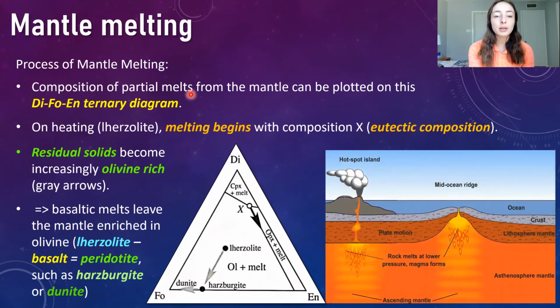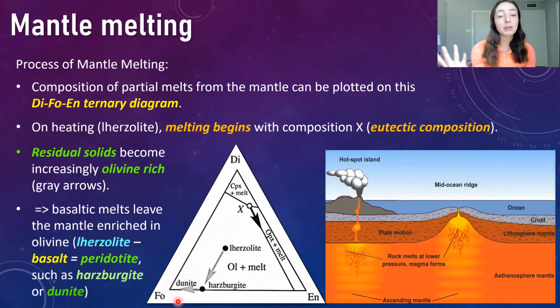Well, the composition of partial melts of the mantle can be plotted by this diopside, forsterite, enstatite ternary phase diagram shown here on the bottom of the slide. Upon heating, lherzolite, which again is the composition of the mantle, begins to melt with the composition X, which is the eutectic composition in this ternary phase diagram. As the lherzolite melts at the eutectic composition, it decreases the leftover solid in diopside and enstatite and increases the leftover solid in olivine. Remember, forsterite is olivine. And this olivine-rich residual solid will be the last thing to melt.